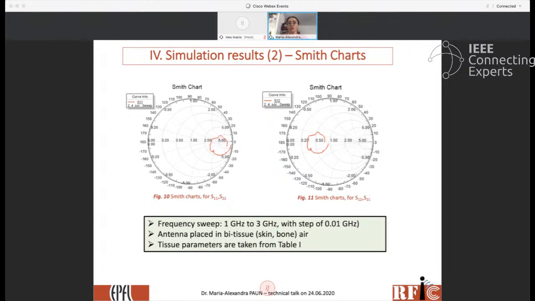Here, if you want to have a look, you have the same results. By now, we have taken into account the antenna placed in skin and bone. So we are now referring to the inside antenna, which is the receiver antenna.